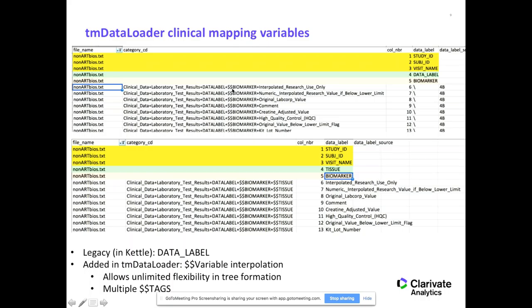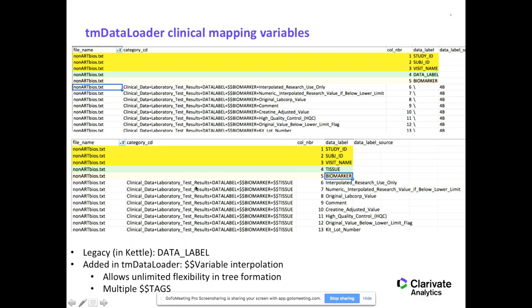We didn't find that sufficient, so we added a new form of variable interpolation that we call tags, and that's this double dollar sign value. It's double dollar sign in front of a text string, all caps, and that text string is defined in the data label. You can have an infinite number of these, so you can create an arbitrarily complex tree using multiple variables that are interpolated into that tree to create a very deep and rich hierarchy. In this particular example, I'm using both the data label nomenclature and the tag nomenclature in the same tree. And I'll just jump out of Transmart and show you what that looks like in a second.